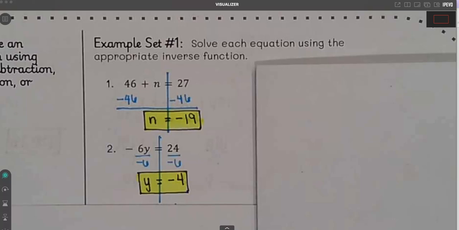Okay. Wait, let me fix it. All good. 120 equals J. Yep.